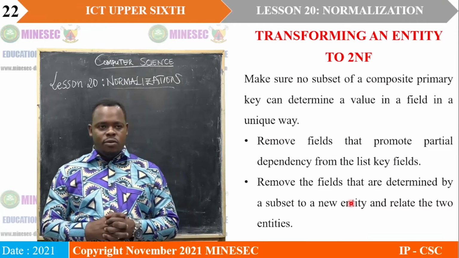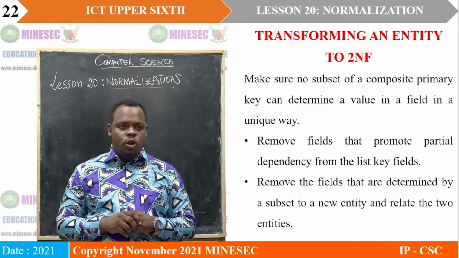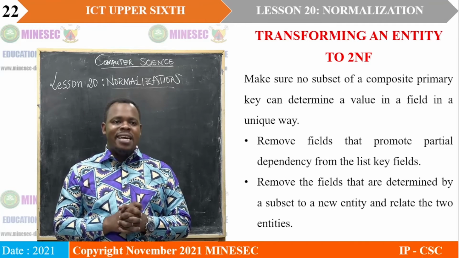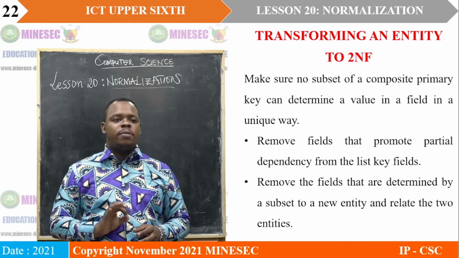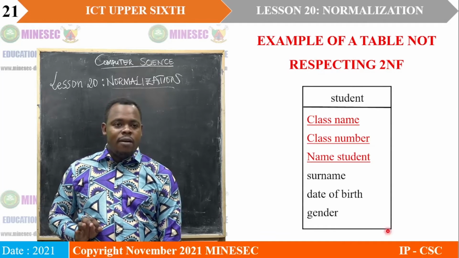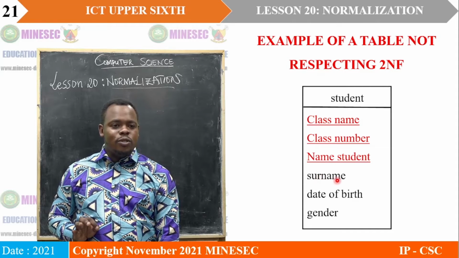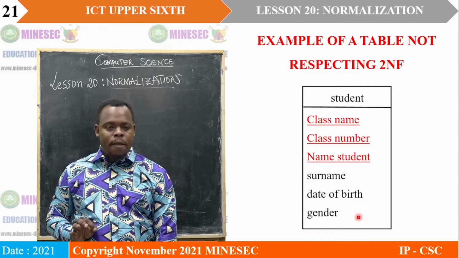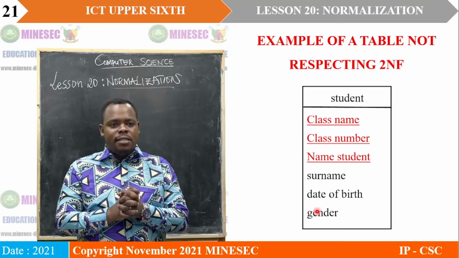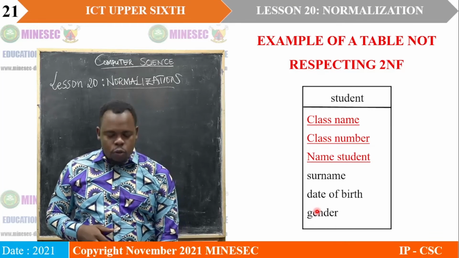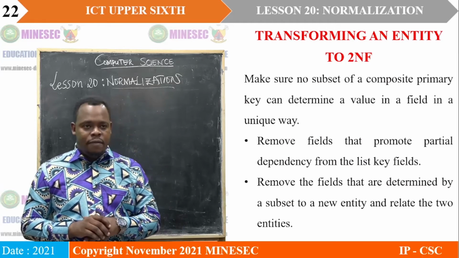Transforming an entity to second normal form. To transform that entity into second normal form, first, we must make sure no subset of a composite primary key can determine a value in a field in a unique way. If you look here, student name, which is a subset of this composite key, can determine student short name, date of birth, and gender. Because of this, this table cannot be in second normal form. So you should ensure that no subset of a composite key determines any other field.